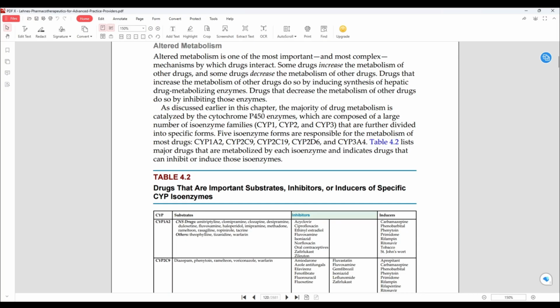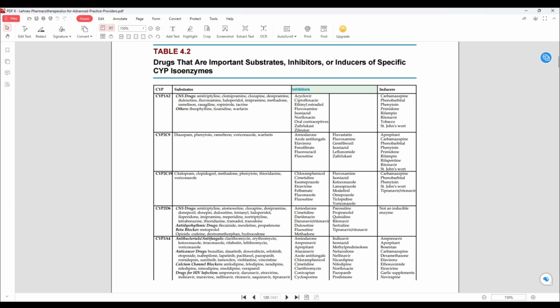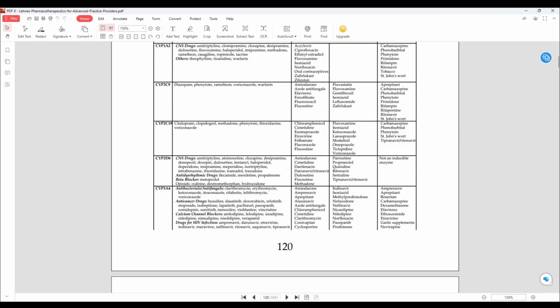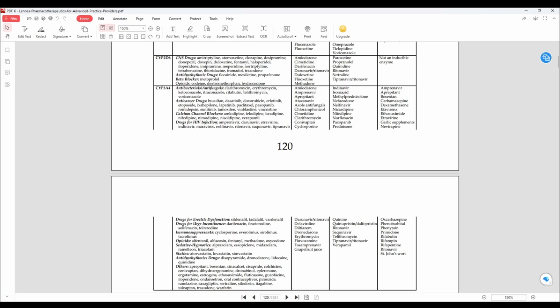The following table lists major drugs that are metabolized by each isoenzyme and indicates drugs that can inhibit or induce those isoenzymes. Here is one of the best places to hit pause and make a little table for yourself, or print this table out if possible: the inhibitors, the inducers, the substrates, and where they work in the CYP. I have a feeling we will definitely see how these interact in other ways. So please pause and write these down. You will need them.